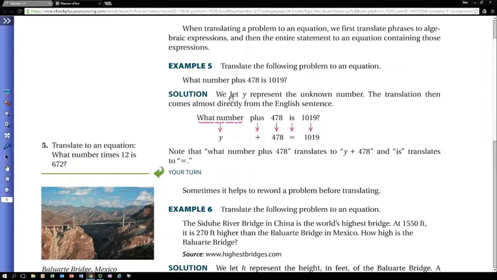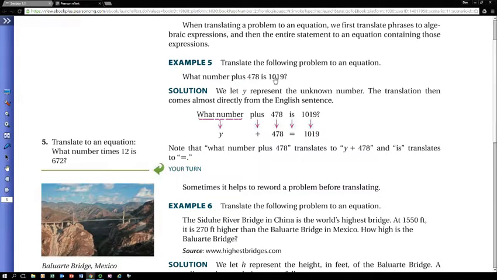So sometimes, though, it's really good to look at that. I say, well, let's let y represent that unknown number. Then I'd say, what number is y? So I'd say y plus 478 is 1019.